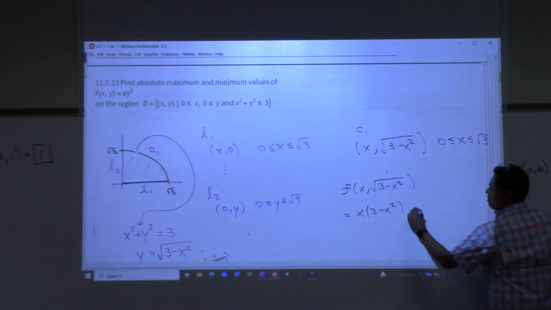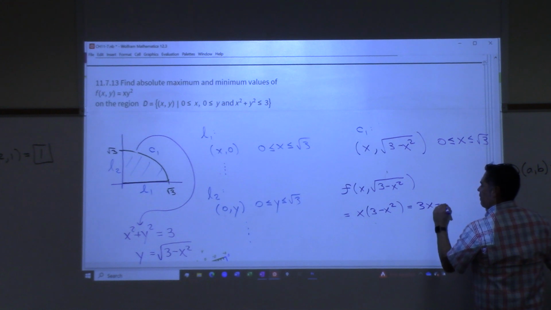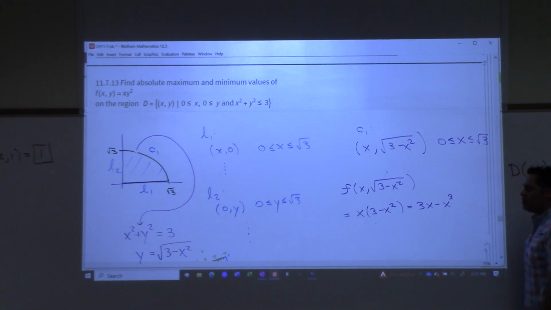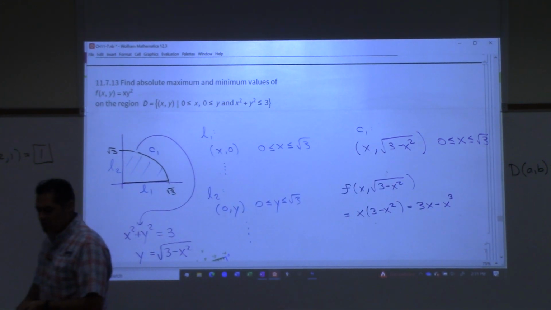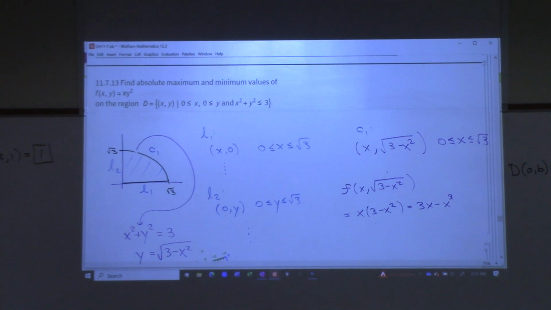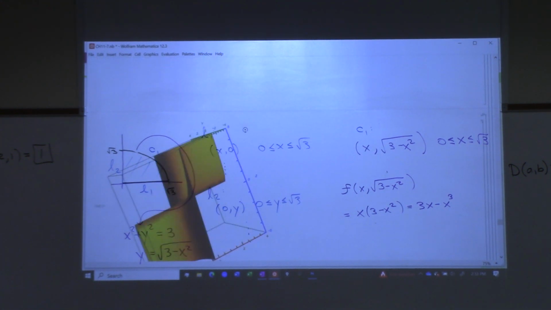And then distribute through, and you have a third degree polynomial function, right? So then I take the derivative of this, set it equal to 0, get my critical points, test, compare it to what happened on L1 and L2, and I'm done, right? I will dot, dot, dot from there, because again, this is all here in the notes.